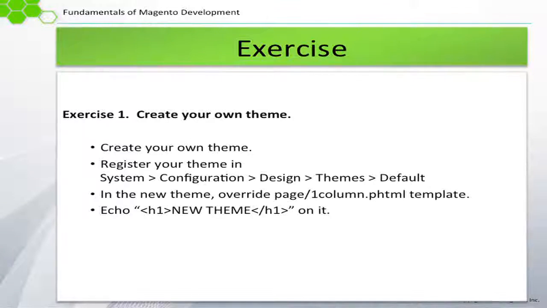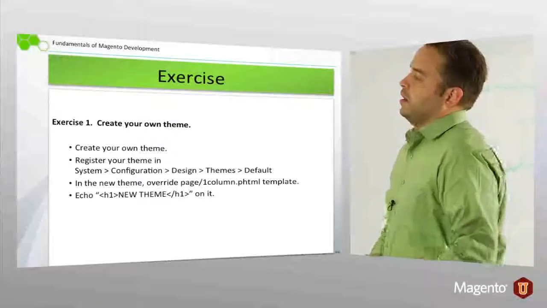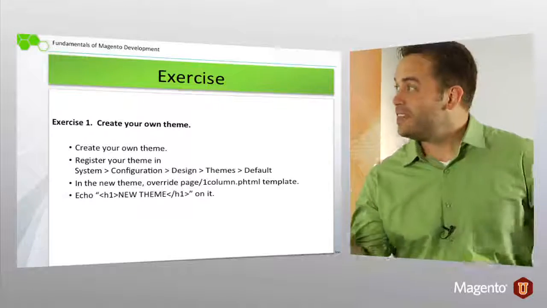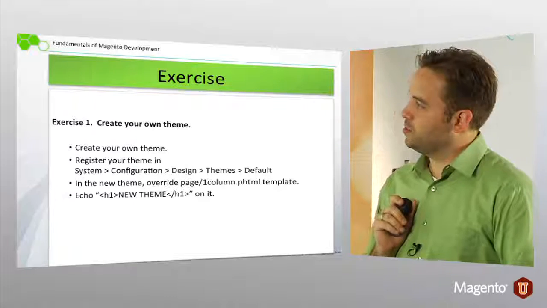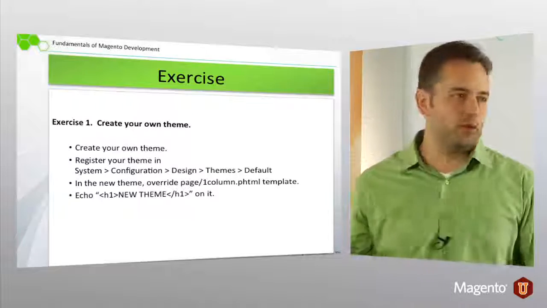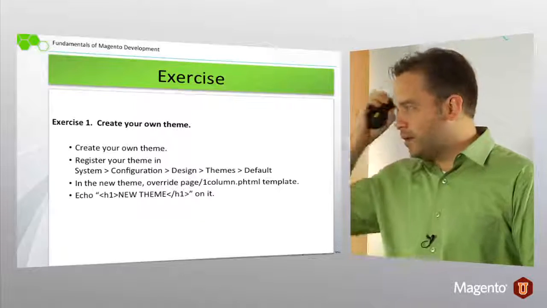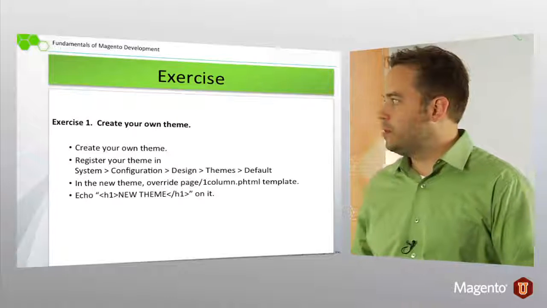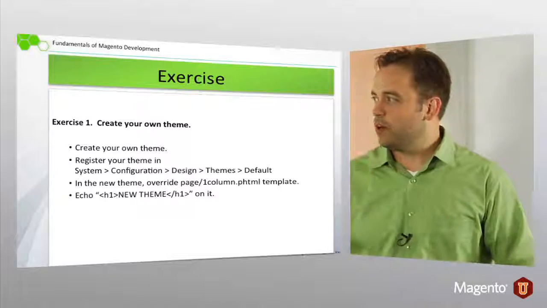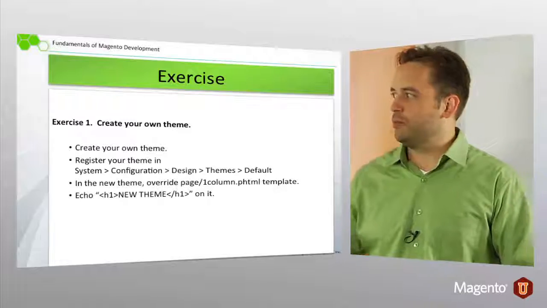Okay, so now we're going to create our own theme. On to our exercise. Create your own theme and register your theme in System Configuration Design Themes Default. So this is what you'll be opening up in your admin panel. In the new theme, override the page 1 column PHTML template. What does this mean, by the way?